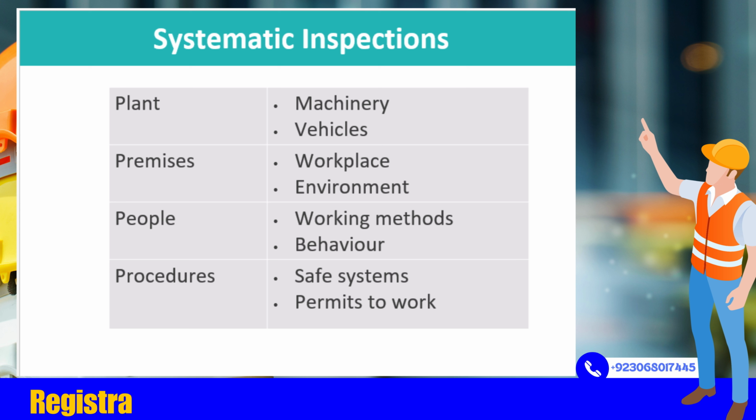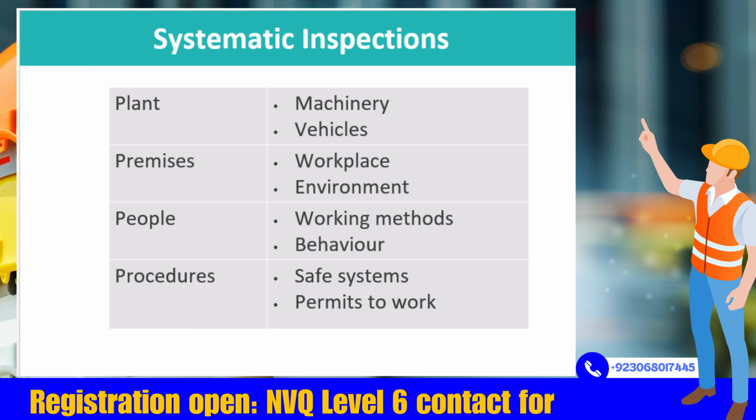Now let's discuss systematic inspections. Systematic inspections are planned, organized, and structured to cover 4 main categories, each critical to workplace safety. These categories are often broken down to ensure all aspects of the workplace are thoroughly checked.